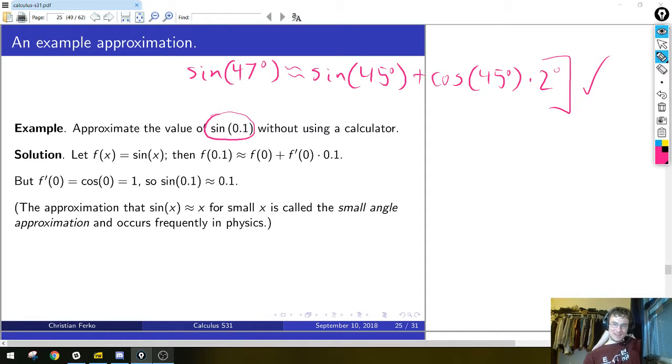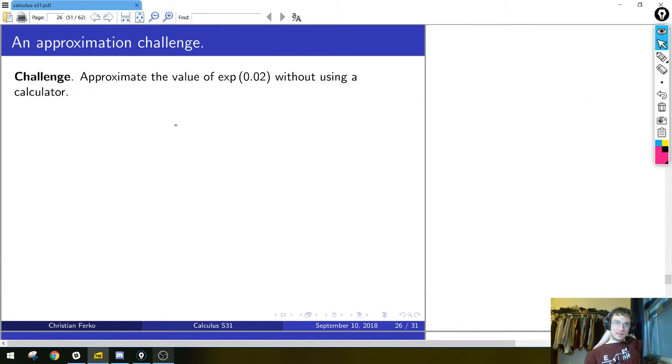So it's a good trick to have in your belt, as Feynman saw. Okay, so now I will ask you to do something. Suppose you want to take e to the power of 0.02 without a calculator. What would you do?